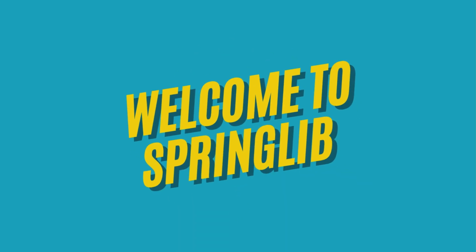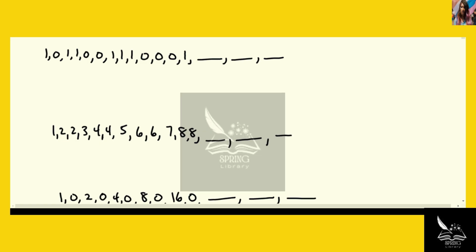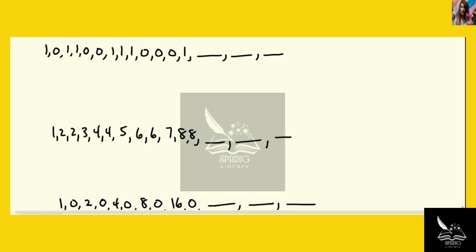Welcome to Spring LIB. For this problem, we have been given 8 lists of integers, and we have been tasked to find a simple formula or rule that generates these sequences. Once we have that rule, we need to use it to find the next 3 terms for each of the sequences. They are not dependent on each other, so we're just going to take them one at a time.